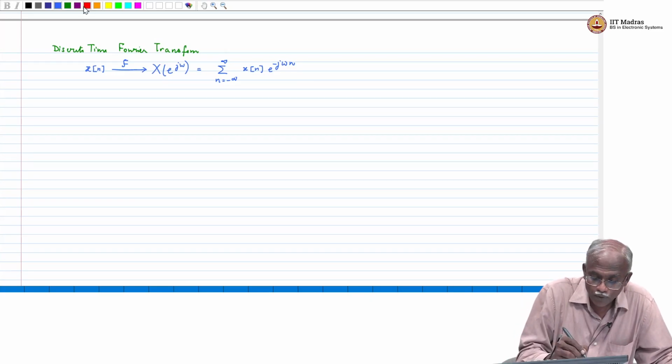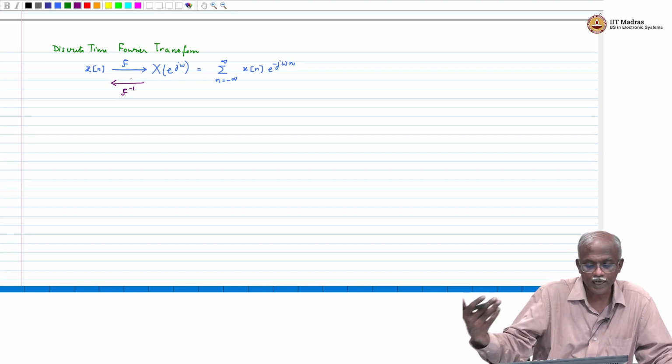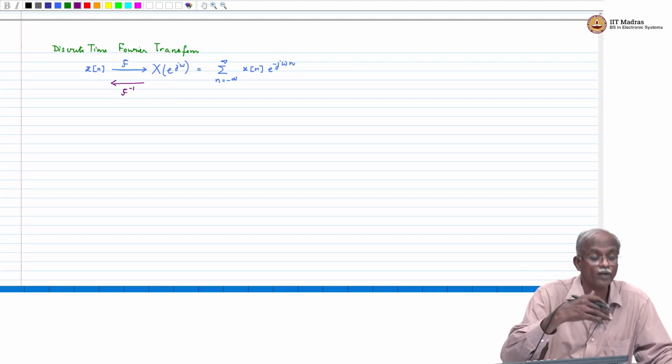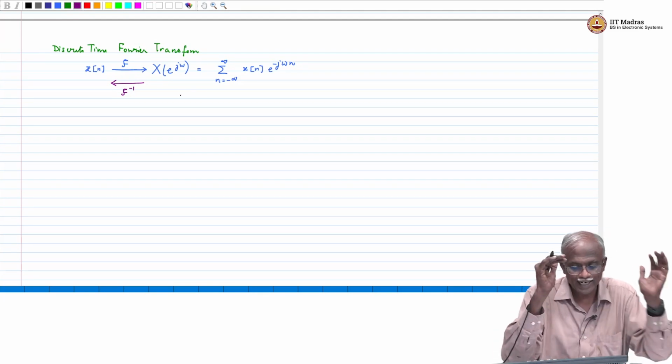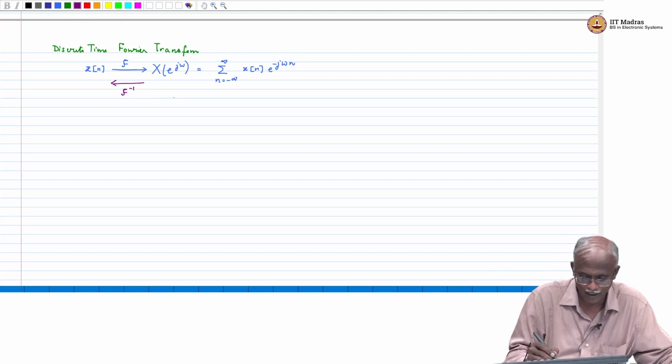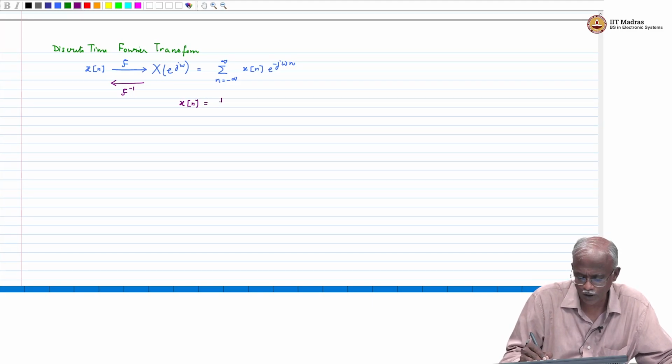Now, if you are doing the forward transformation, you must also be able to do the inverse transformation. Any transform, you must be able to also go in the backward direction. So, the inverse transformation, where given X e to the j omega, you compute x of n, is given by, and we are going to show the proof of it in the next class, 1 over 2 pi, integral from minus pi to pi of X e to the j omega times e to the j omega n d omega.